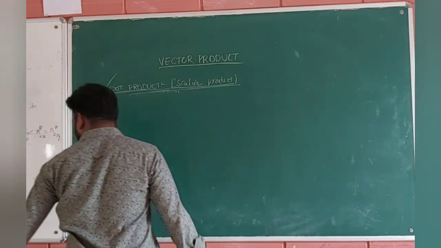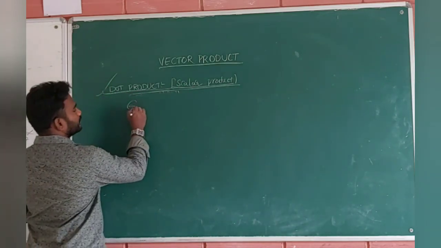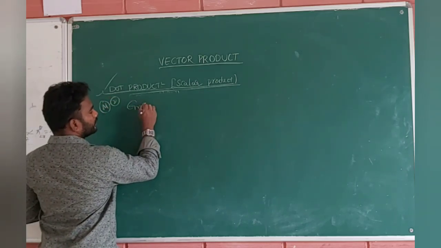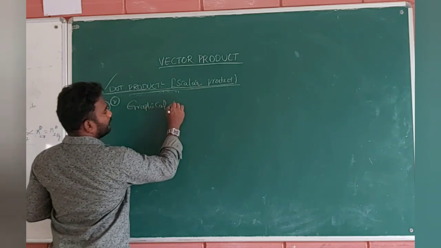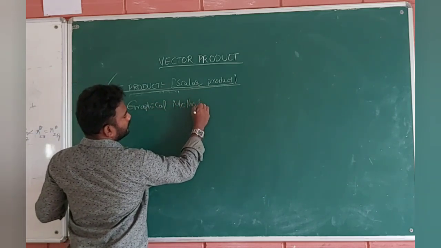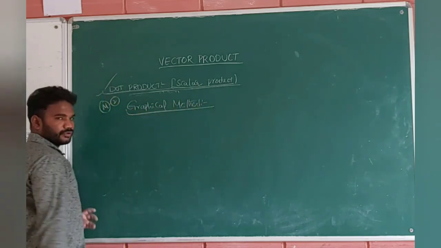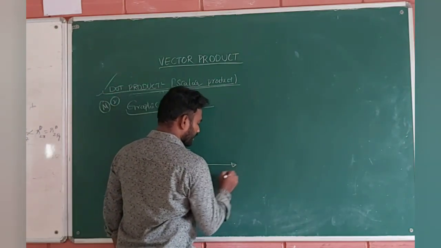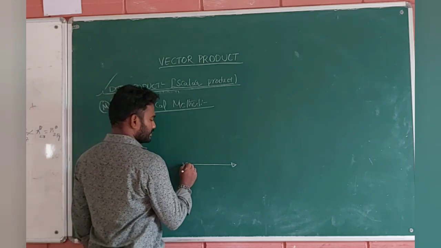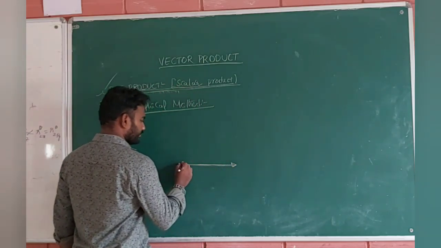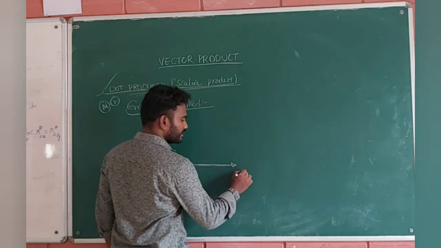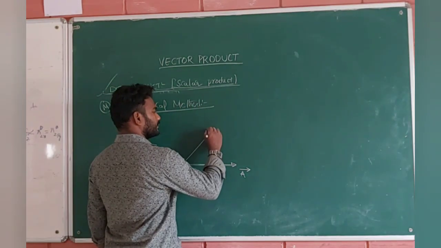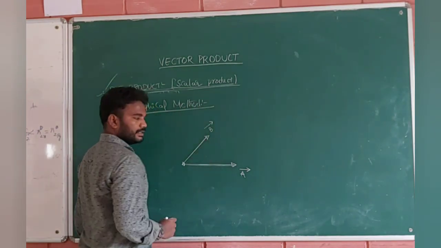The next method is the graphical method of finding the dot product. Write down method 2: graphical method of finding the dot product. Very simple, this also. Let me draw A bar and B bar. This is what I have drawn graphically as A bar. Students, it is A bar. Let me draw B bar. This is B bar, students.